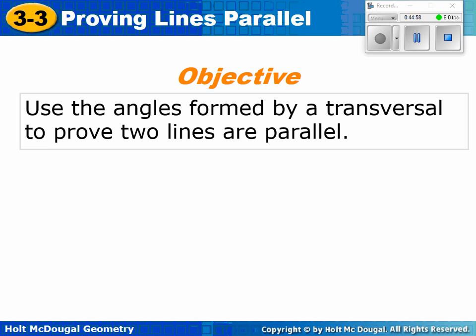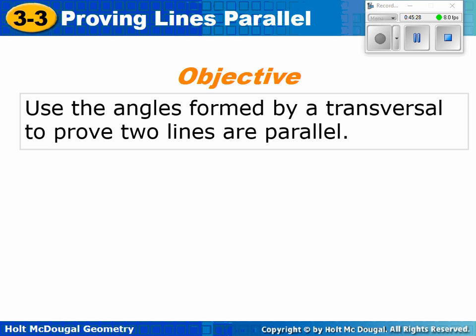Okay, I know this is a lot today. Bear with me. 3.3 is really not anything new. What we're going to do in 3.3 is what we learned in chapter 2. 3.3 is all about converses. Remind me, what does a converse do to an if-then statement? Okay, so you switch the hypothesis and the conclusion, right?